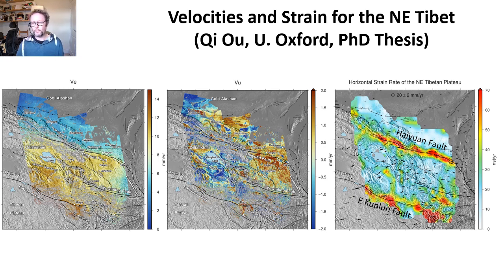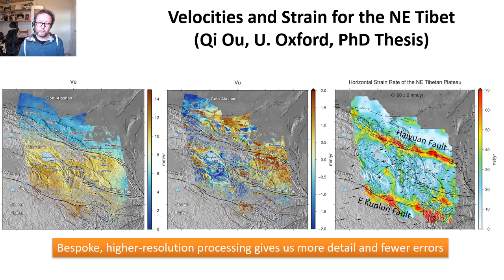And in particular here you see this really sharp strain concentration along the Haiwan fault and the Eastern Kunlun fault. Really beautiful result. So really the bespoke high resolution processing gives us more detail and fewer errors than the automatic processing, but of course it's a huge effort.